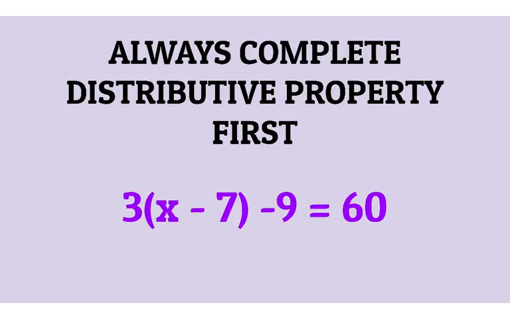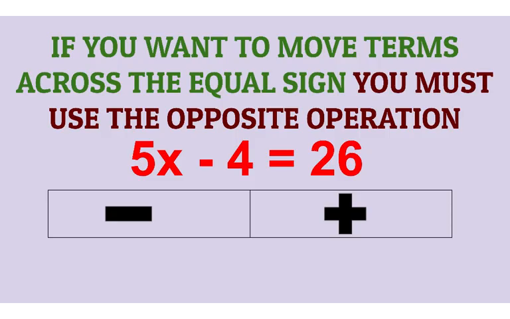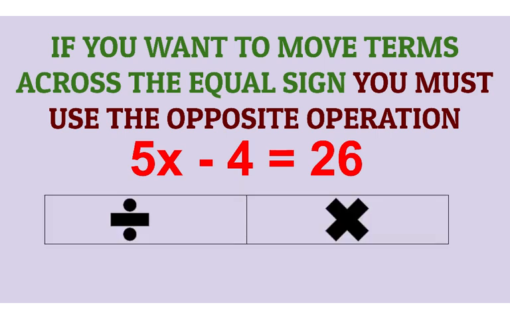Next, whenever you're solving equations, you should always complete distributive property first. Next, if you want to move terms across the equal sign, you must use the opposite operation. Therefore, if I have minus, the opposite operation would be plus. If I had plus, the opposite operation would be minus. If I had divide, the opposite operation would be multiply. And if I had multiply, the opposite operation would be divide.